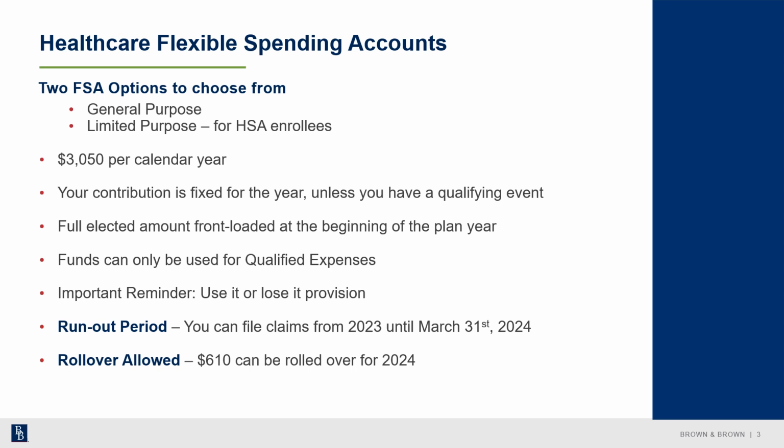There is a run-out period which does allow you until March 31st of 2024 to file claims for the 2023 plan year. But that does not give you extra time to incur those claims. They still have to be incurred within the 2023 plan year.